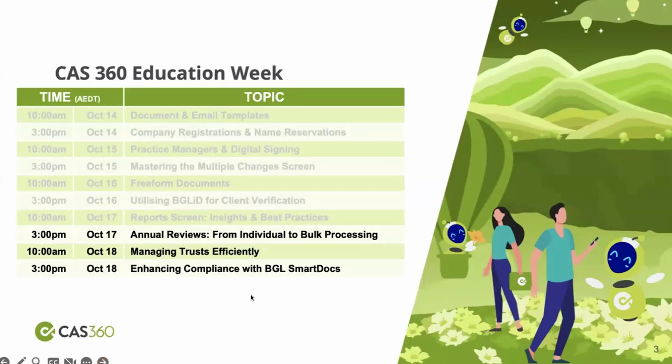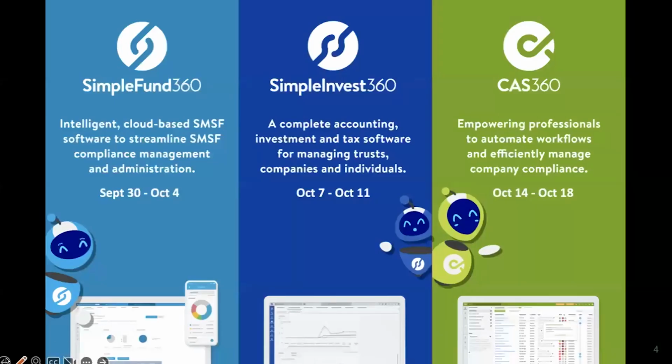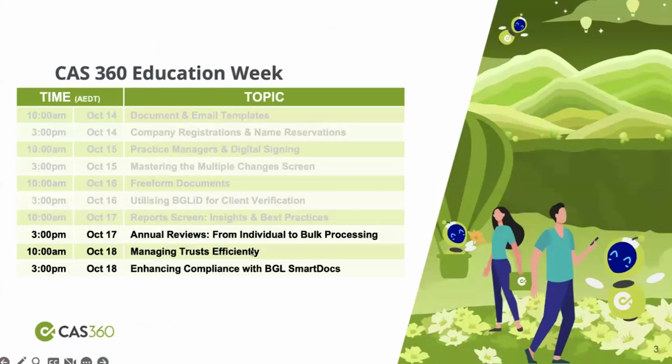Just quickly, we are on our third last topic for the education week. It's been very successful so far. We've had lots of people attend and ask questions, so it's been really interactive. We've got the annual review one today, managing trusts tomorrow morning, and then finishing on enhancing compliance with BGL Smart Docs. That one will flow quite nicely with the annual reviews because it will touch on the automatic reminder process in a bit more detail. I'll only touch on that closer to the end of the webinar.